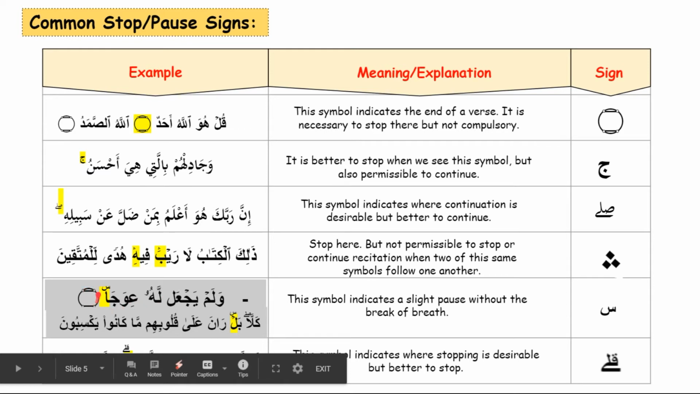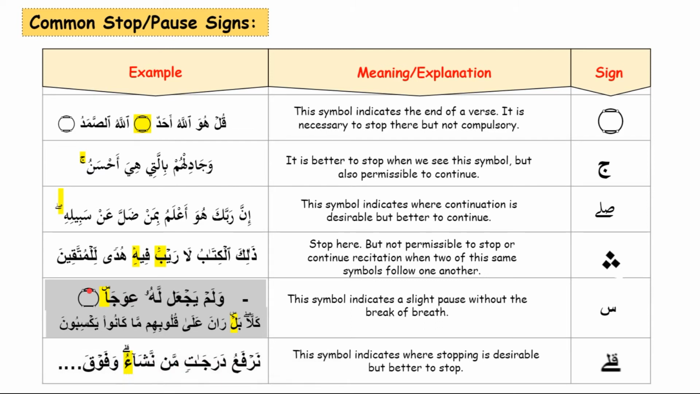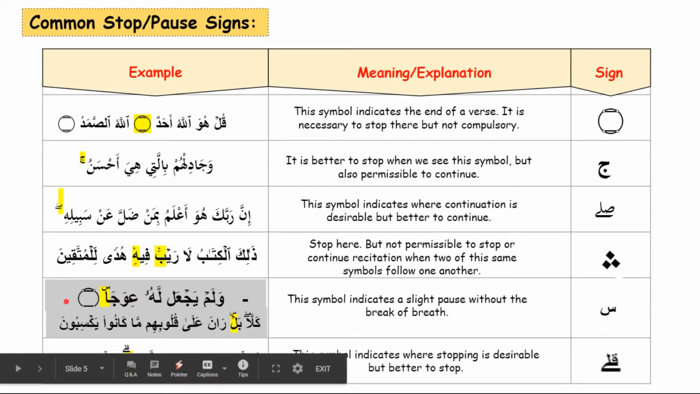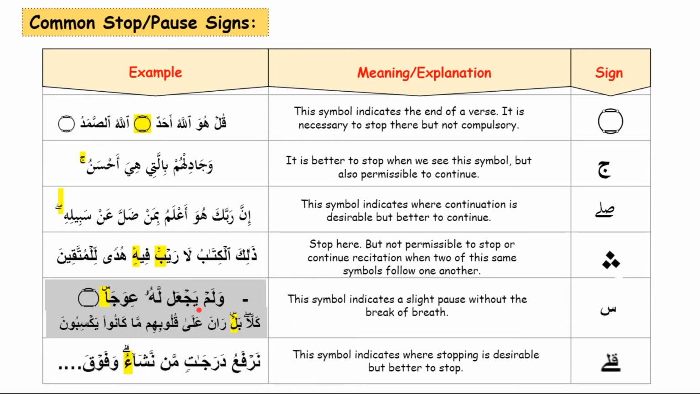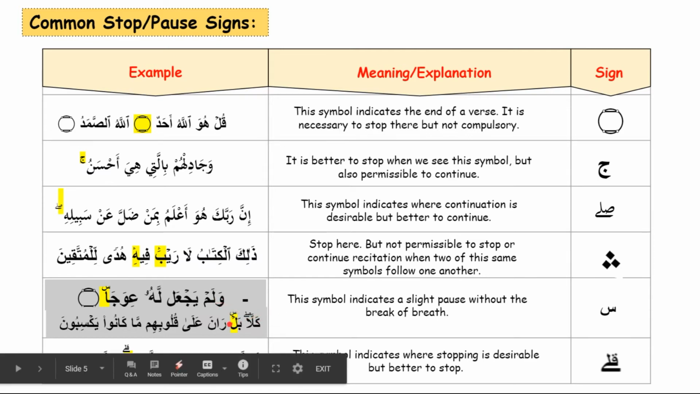I make this effective. How do I now make this effective? The effectiveness of this is for me to make a slight pause without breaking my breath. Then I will do that joining it with the next verse, which is وَلَمْ يَجْعَلْ لَهُ عِوَجًا قَيِّمًا. But this is very easy to implement in this verse.